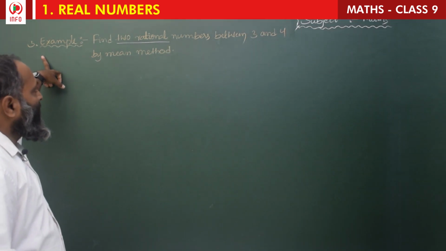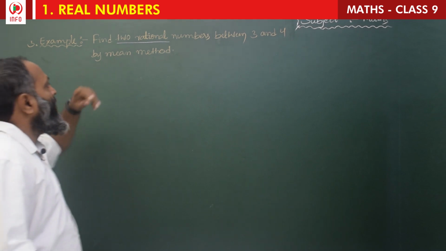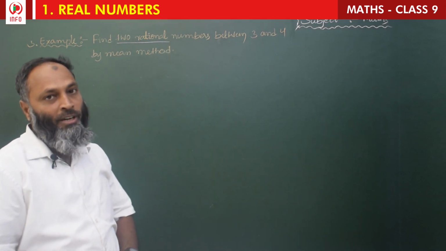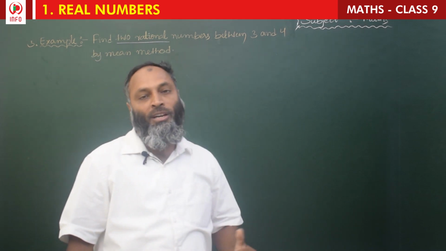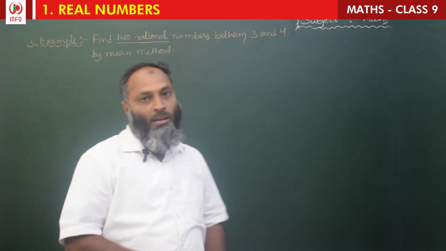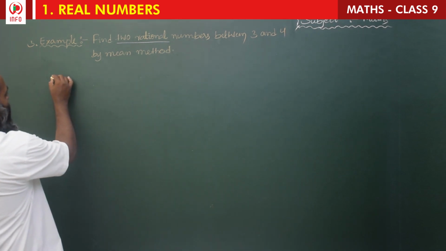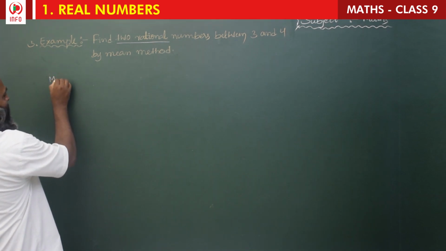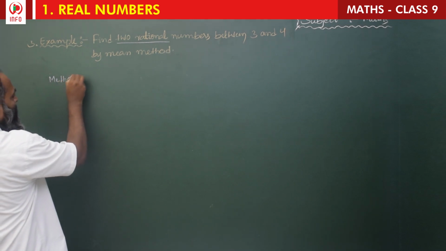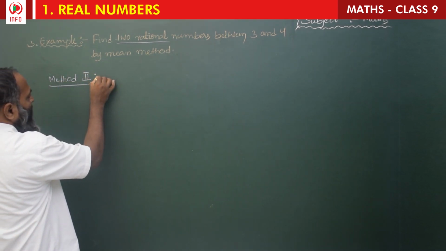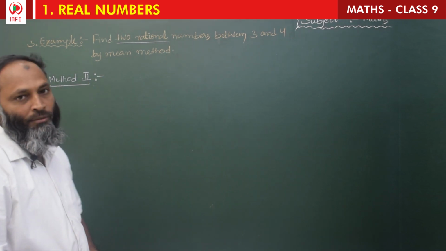So for the third example, one more method is there to find rational numbers between 3 and 4. The first method we did was the mean method, to find two rational numbers between 3 and 4. The second method, method 2: how to find rational numbers between 3 and 4 using the second method.